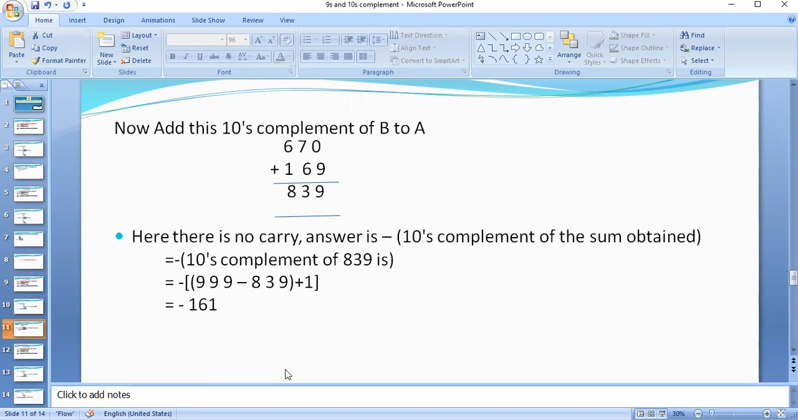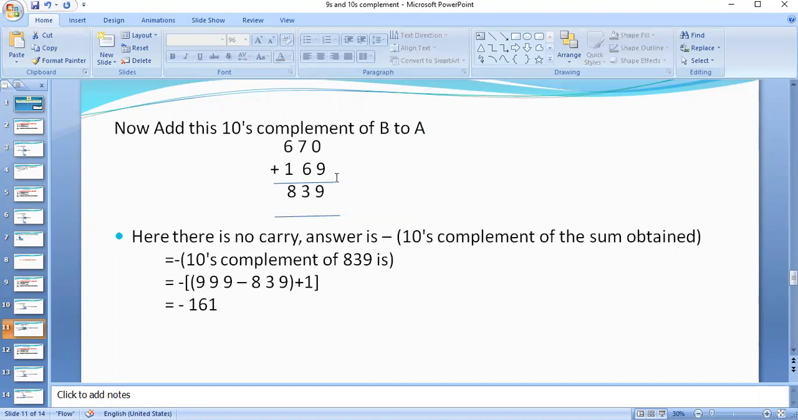After that, what we are going to do? Add the tens complement result to the minuend. After adding, you may observe there is no end carry in the result. So what we are going to do? We have to put a negative sign in front of the number and then again find the tens complement.